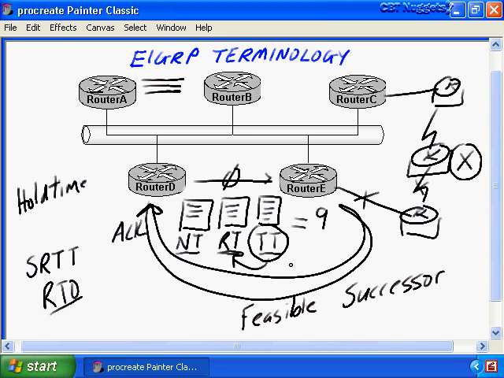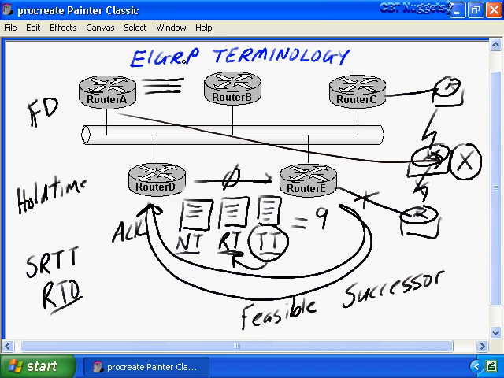So, successor, feasible successor. Now, the actual metric to a remote network, for example, from router A to router X, this is known as the feasible distance. The feasible distance is a mathematical value of the total bandwidth and delay values across all the routers from router A to this router over here, network X.